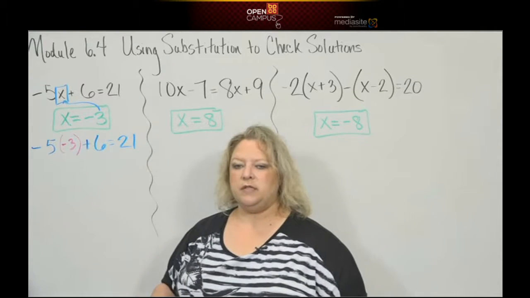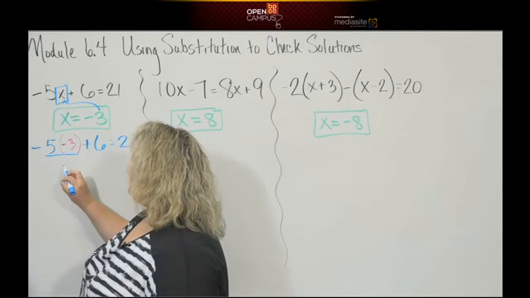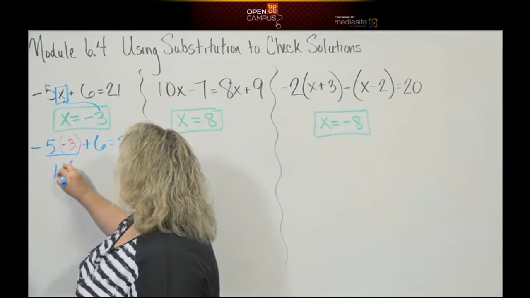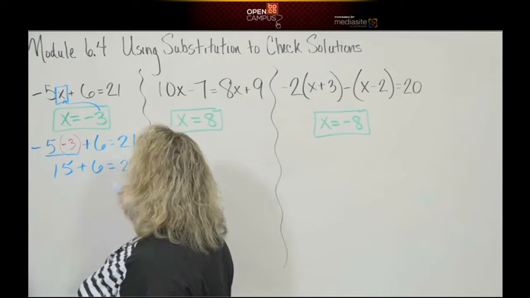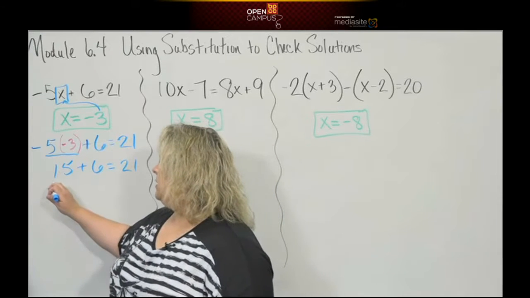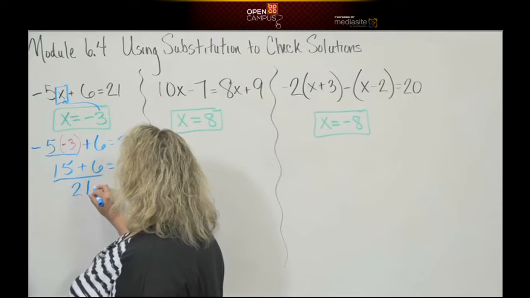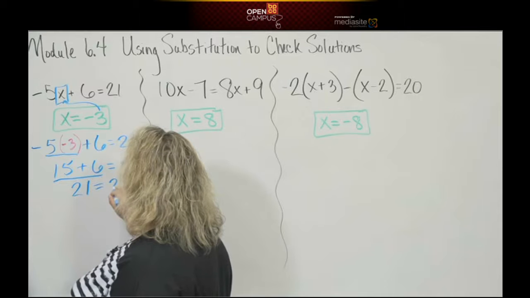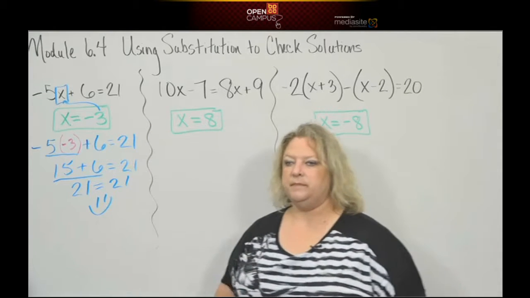Once we do our substitution, now all we have to do is follow order of operations. So a negative times a negative is a positive. Bring down the rest of the problem until you need it. Okay, now I have 15 plus 6 is equal to 21. So on the left, I combine my like terms and get 21 is equal to 21. So yes, I did that one correctly.